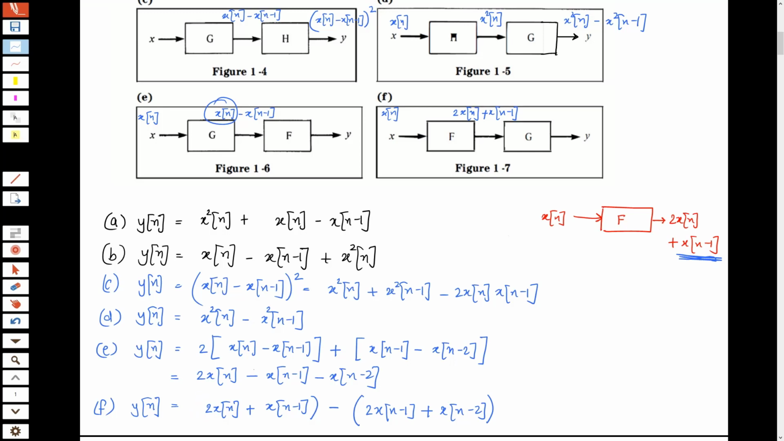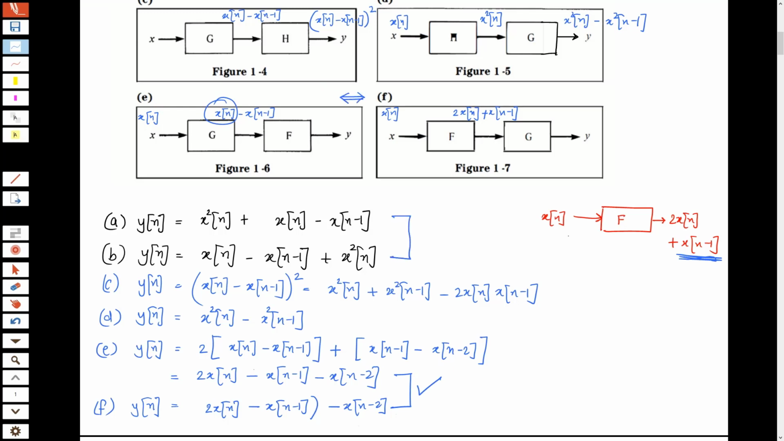2xn plus xn minus 1 minus 2xn minus 1. That means minus xn minus 1. And when you open the bracket, this also becomes minus xn minus 2. Right? So by looking at it, we also notice that these two are equivalent. That means section E and F are equivalent systems.